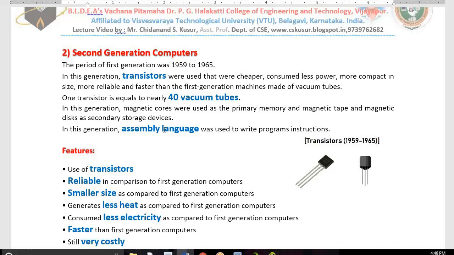In first generation, for addition you have to remember the combinations of zeros and ones, but in second generation, the ADD word you need to remember. It is easy to write programs in assembly level language in comparison with machine level language, but there is a need of an assembler that converts the program from assembly level language to machine level language.